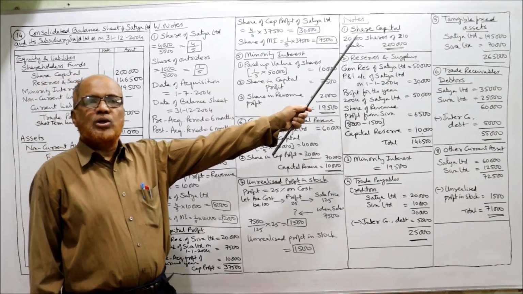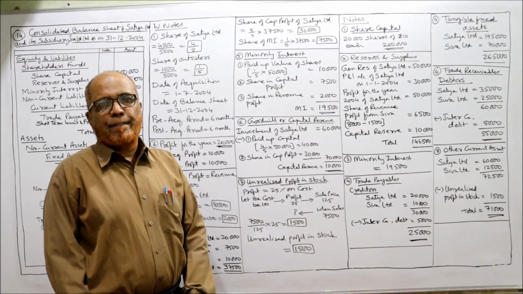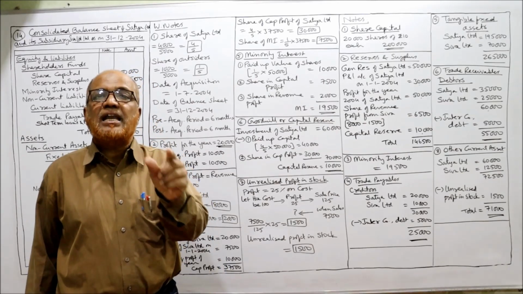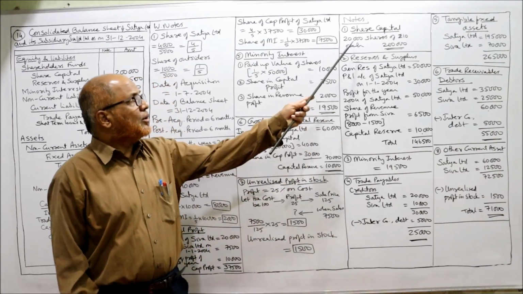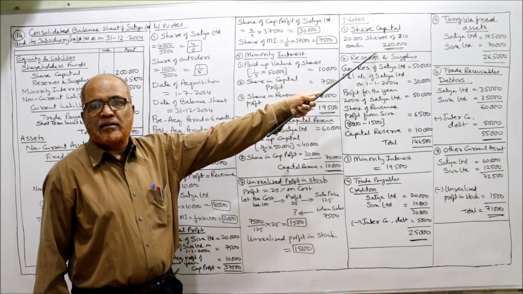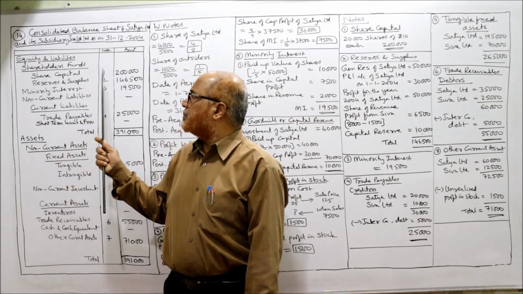Now we'll come to the main notes forming part of the financial statements. First note, share capital. The share capital of Satya Limited, the holding company, stays as it is, whatever is given in the problem. So 20,000 shares of 10 each, 2 lakh. It is given in the balance sheet. Same thing, no adjustment. So 2 lakh rupees share capital I have taken.